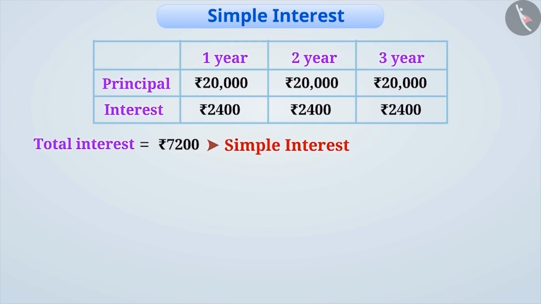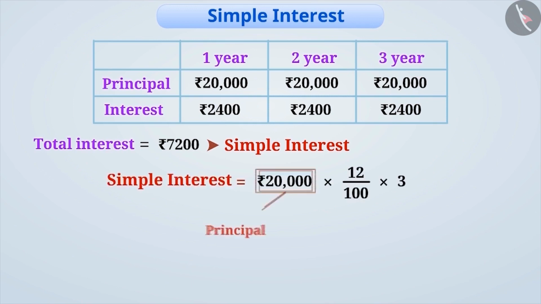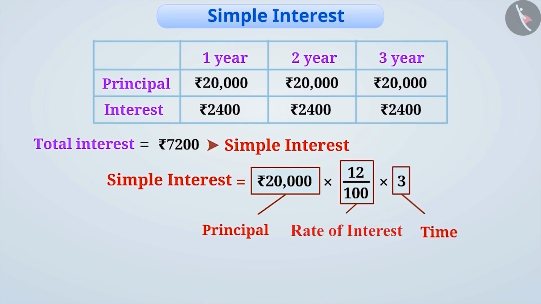As you can see, to find the simple interest, we have multiplied principal, rate of interest, and time. Can you formulate an expression for calculating simple interest? Think for a while.